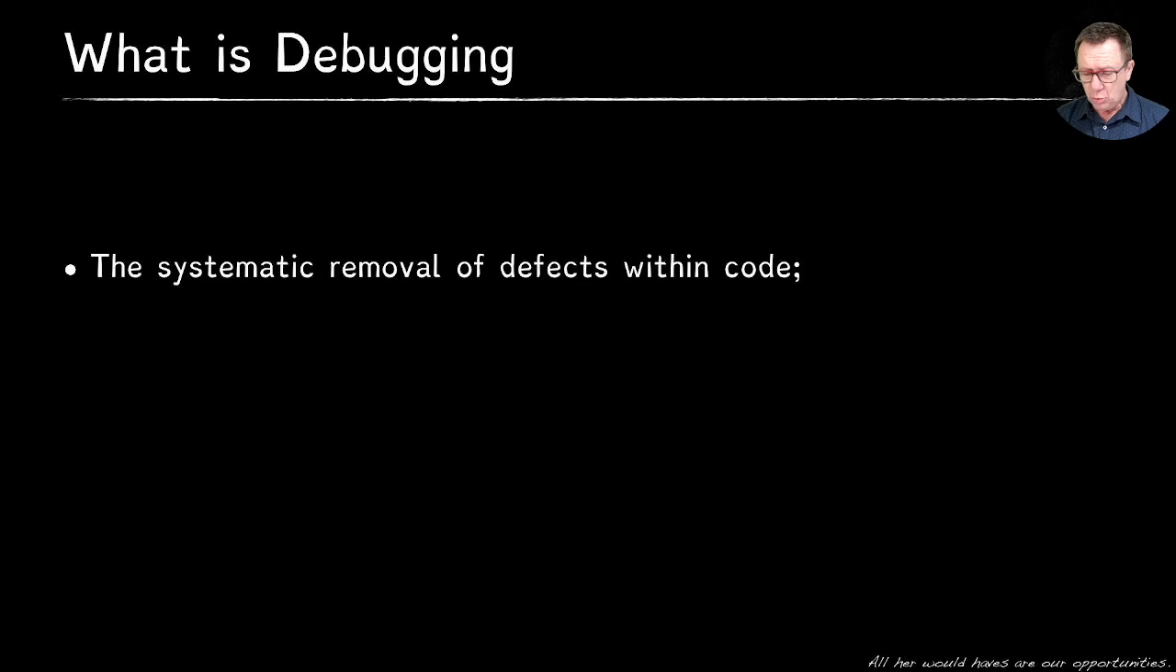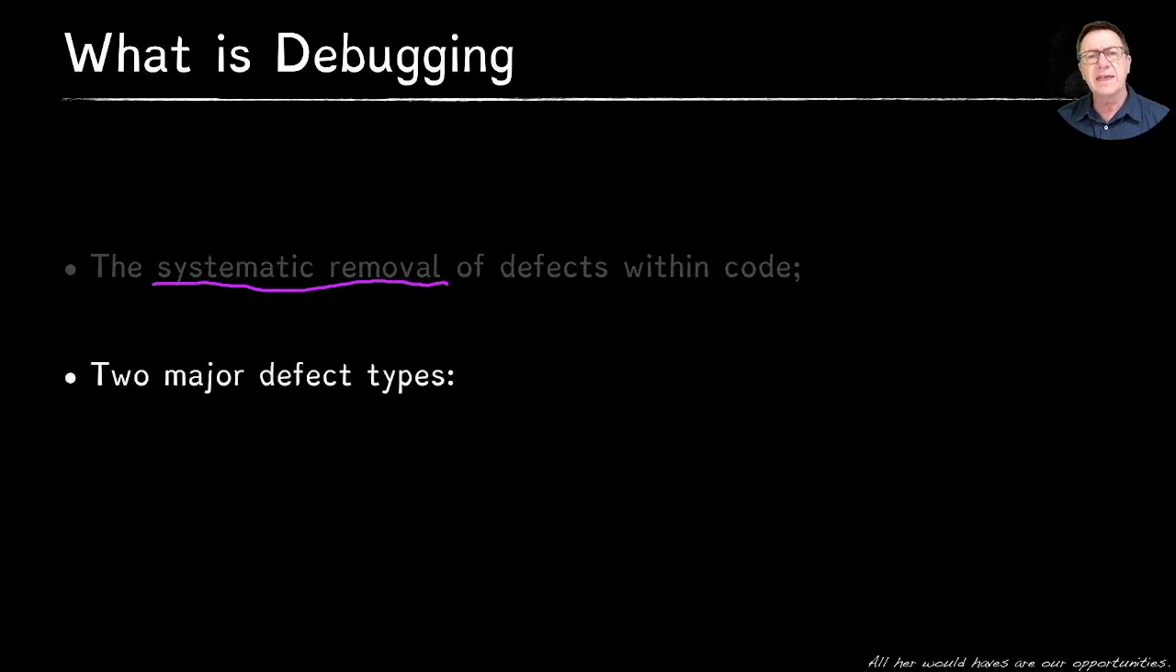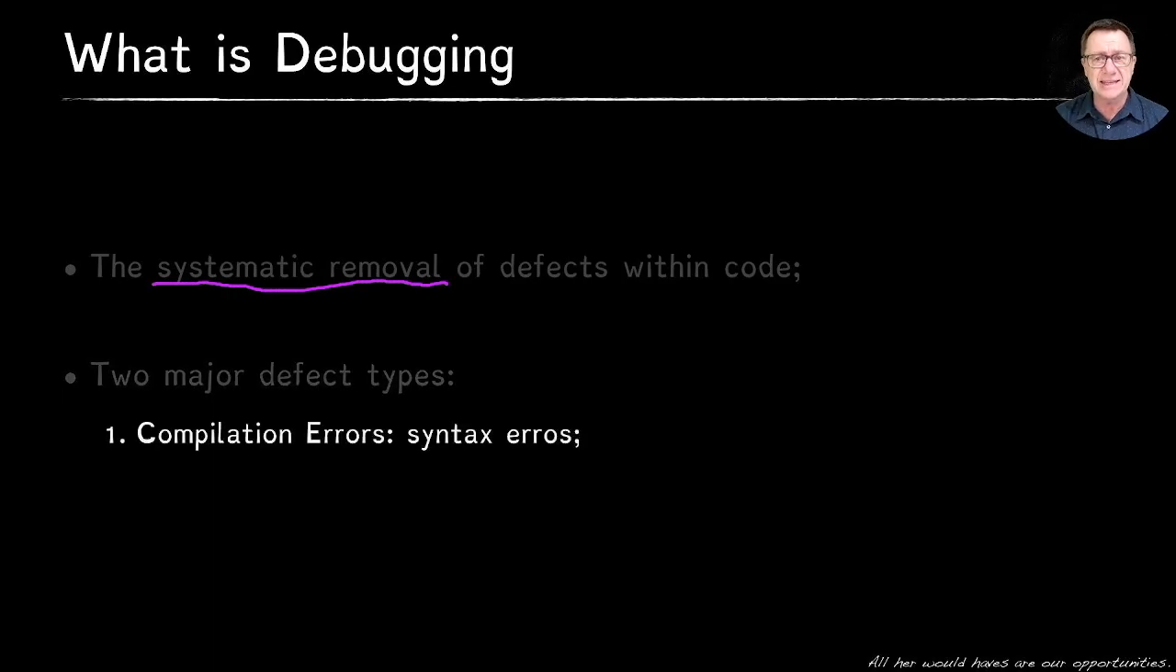So, what is it in our terms? In our terms, it's really that systematic process where we remove defects from our code. And the crucial thing that I'm talking about here is systematic removal. It's not ad hoc, it's systematic. There's a process that we go through. And as you go on further in your course, you will see this when you do things like software engineering testing. So we have two major defects, two major things that need to be debugged.